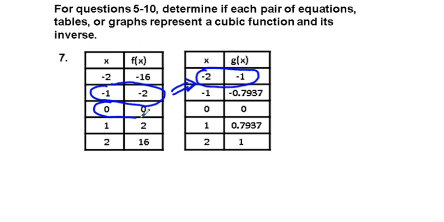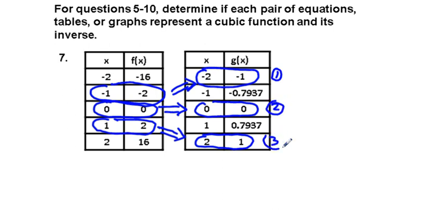This 0, 0 corresponds in an inverse manner to the 0, 0 here. X and y switched. And finally, in our original f of x function, we have 1, 2, and g of x here has the point 2, 1. And so we have points of inverse. We have 1, 2, 3, but the other values here, although they aren't inverses of each other, they do not contradict the others.